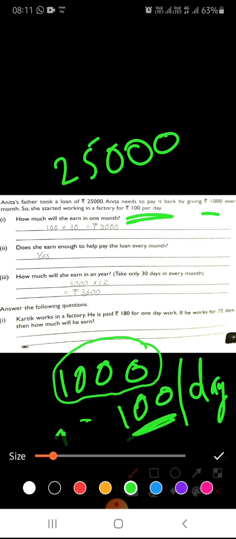Now the first question is, how much will she earn in 1 month? You have to tell how much she will earn in 1 month. You know the salary for one day is 100 rupees. So in a month, how many days are there? 30 days are there. So we will multiply 100 by 30. What will we get? 3,000. So Anita's salary in 1 month is 3,000 rupees. Is it clear? Hope you all have done like this only.